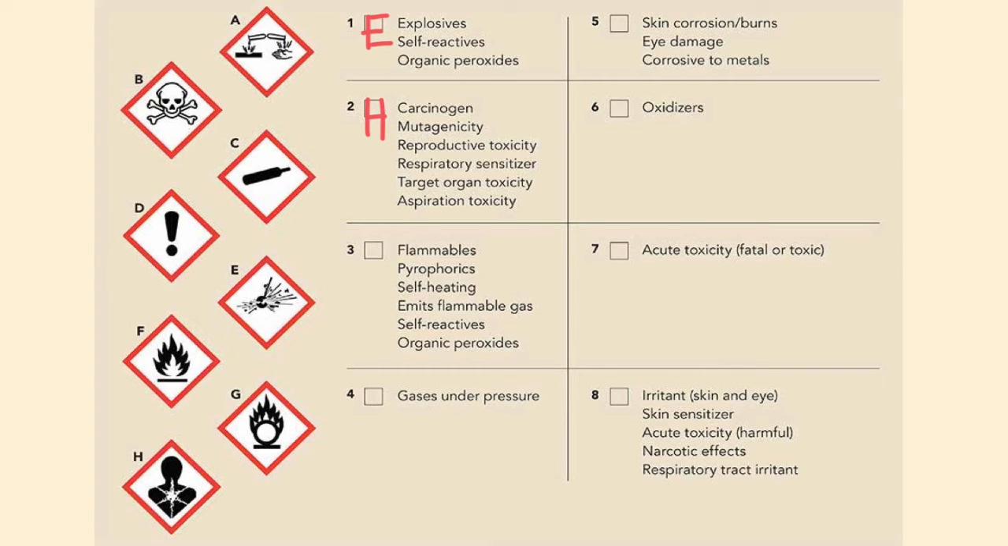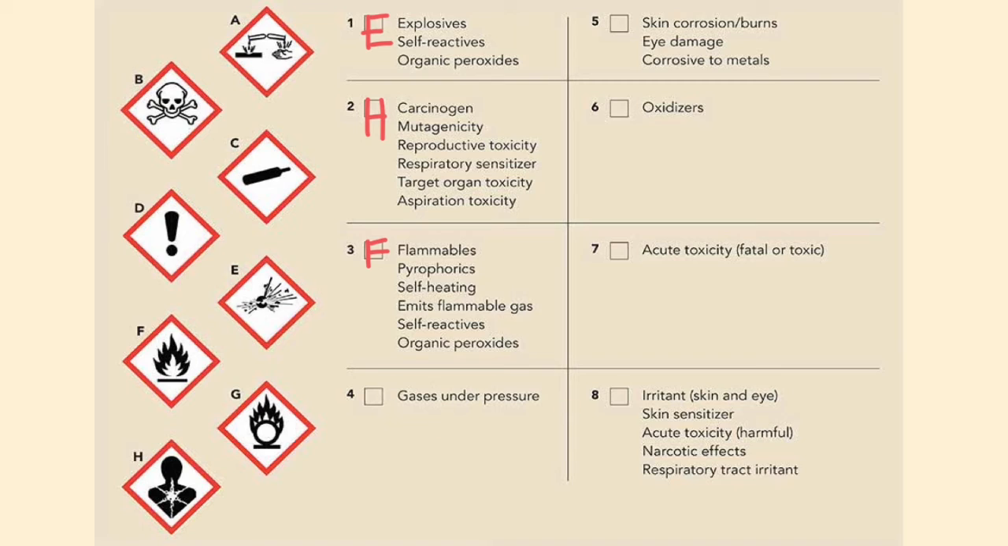Next, variant 3 also is not easy to choose because at least two labels suit all this description. Take a look: flammables, pyrophorics, self-heating, emits flammable gas, self-reactives, and organic peroxides. And as you see, F and G look like they can visually describe all these conditions. But the correct answer is only one, and this is answer F. So you have to just memorize, and I will explain later what this sign means.